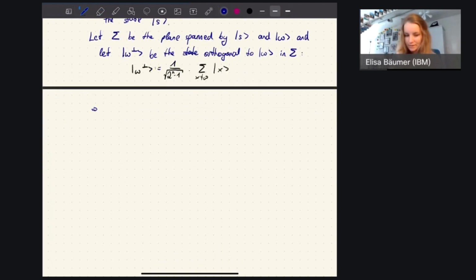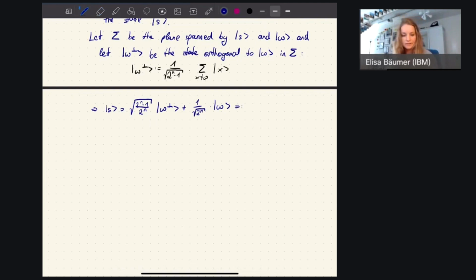Now we can rewrite S in terms of W and W orthogonal. We can rewrite it as square root of 2 to the n minus 1 over 2 to the n, that's just the normalization factor that we need, times W orthogonal, plus 1 over square root of 2 to the n times W. So here we have 1 over 2 to the n weight on all different states, squared, of course.